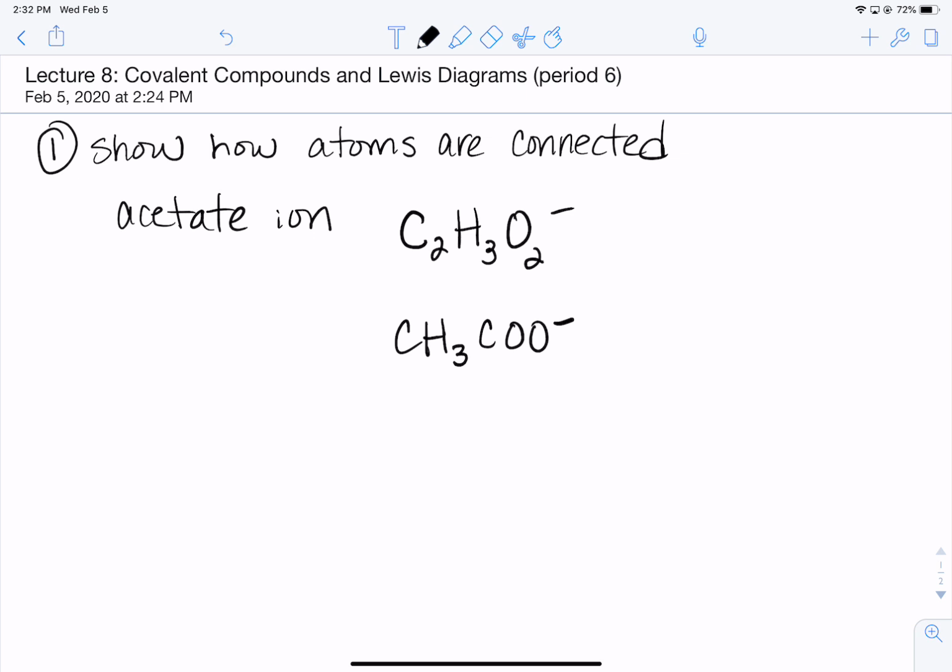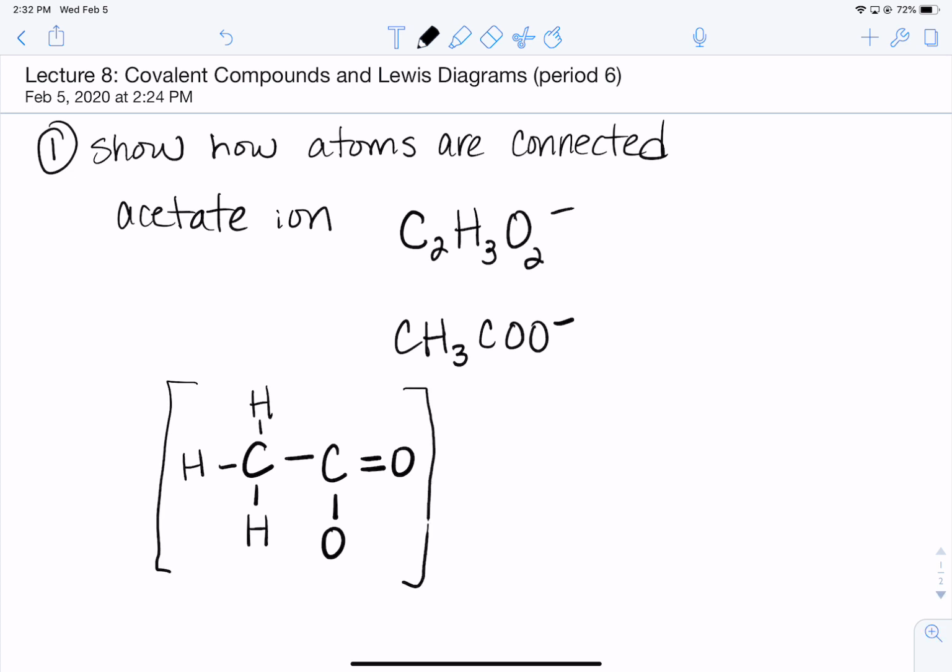Now a Lewis diagram, like why the heck CH3COO minus? That's a condensed Lewis diagram. Because a Lewis diagram looks like this: a carbon with 1, 2, 3 hydrogens around it, next to another carbon that's double bonded to oxygen and single bonded to another oxygen. And then we put these brackets around it to say it's got a spare electron flinging around.